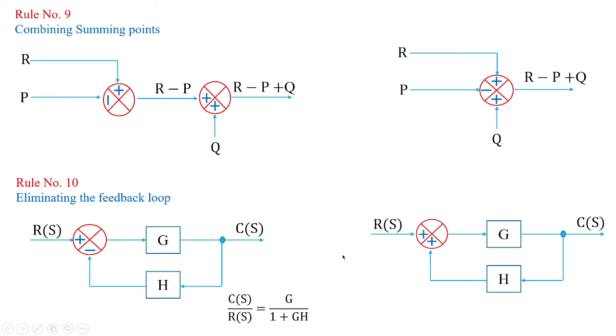And another rule of eliminating the positive feedback. Unlike in this case of rule number 10, where you have negative feedback, then the answer is G by 1 plus GH. If at all you have positive feedback, then the answer would be G by 1 minus GH. We'll talk about this important formula of transfer function in our coming classes. Now, since we're dealing with the block reduction technique rules, we'll stick to this.